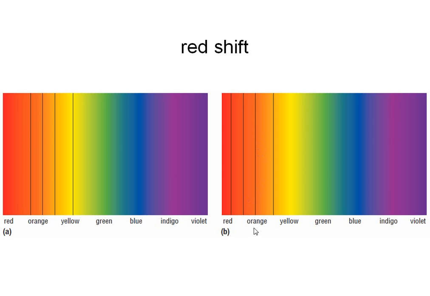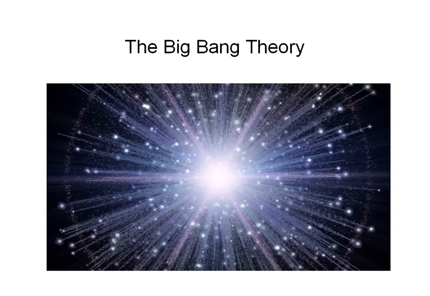Okay, so if the wavelength is becoming longer, what does it mean? According to Doppler's effect, we know that the light source is moving away from us, right? So if the light source is moving away from us, then what does it mean? Then it means we are in the process of a Big Bang, right?